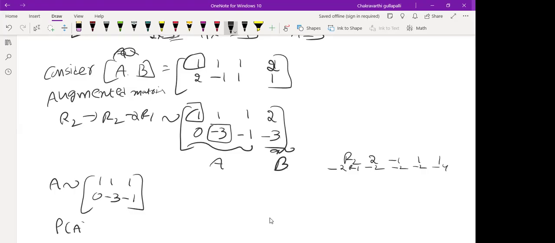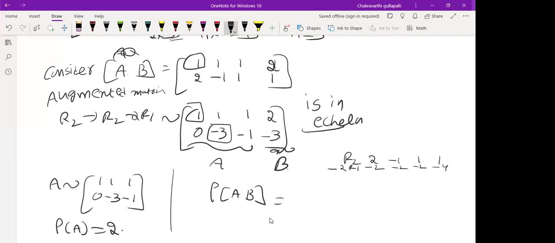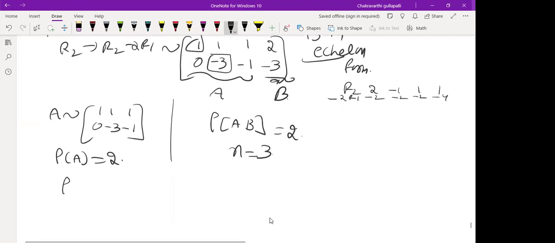So what is the rank of A? How many non-zero rows? 2. Rank of augmented matrix AB is also 2. How many non-zero rows, including B? This is also in echelon form. Until we get echelon form, we have to continue. This is also 2. What is the value of N? 3, the number of unknowns. By looking at this, you can see rank of augmented is equal to rank of A, which is less than N.